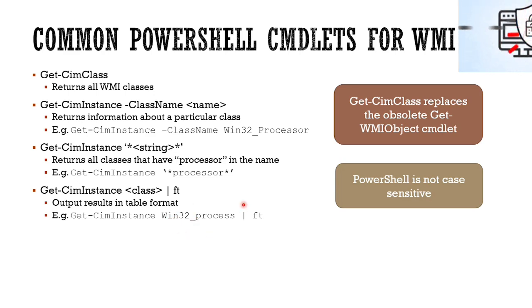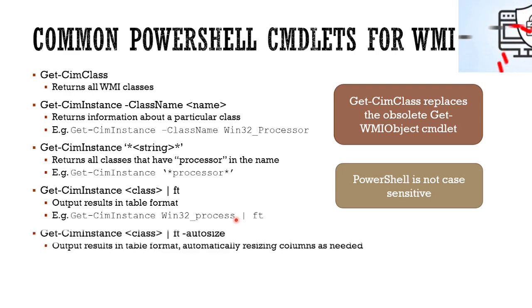If you want to auto-size your table, you can pipe ft -AutoSize. One of the problems of PowerShell is that sometimes when tables come out, the columns are truncated a bit, so you see part of a name and then dot dot, and you don't know what the rest of the name is. So if you ft, Format-Table, and then -AutoSize, it will expand or shrink the columns as needed. So it's very convenient that way.